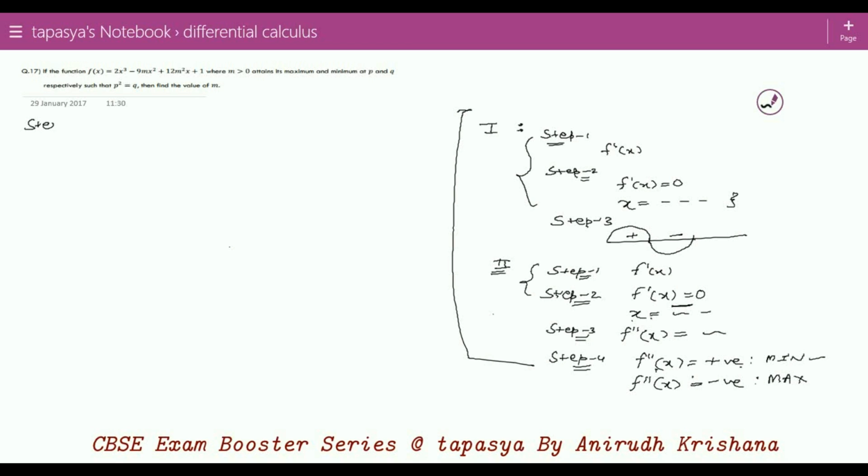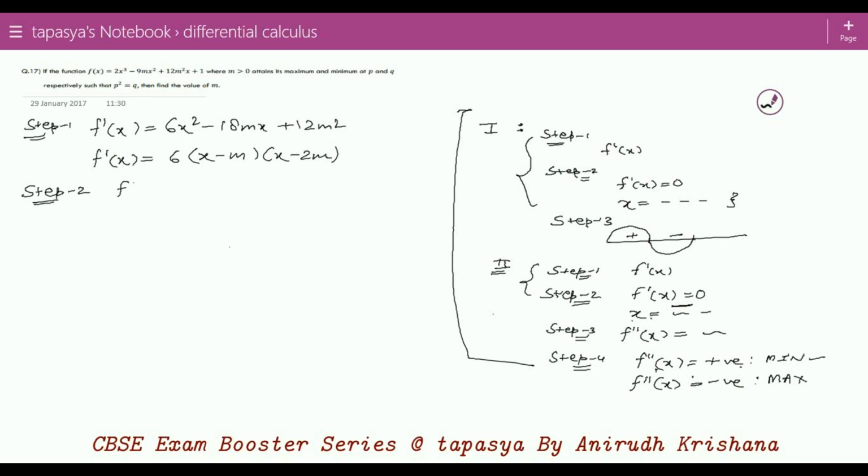In step 1 you have to simply find the value of f dash x. So f dash x is clearly 6 of x square minus 18 of mx plus 12 of m square. Okay, now you have to factorize this quadratic equation in this manner: 6 of x minus m and x minus 2m. Okay, so this is the solved format of f dash x. But in step 2 you have to equate the f dash x to 0. I am equating the f dash x to 0, so this results in x equals m and the second value of x will be 2m.